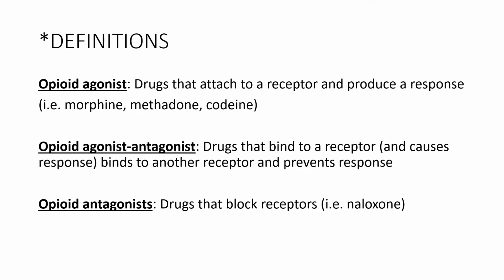And then lastly, an opioid antagonist. And really, we're going to talk about naloxone in this group, which blocks the opioid receptors, allowing for reversal of an opioid overdose. And that would be the main reason for using naloxone.